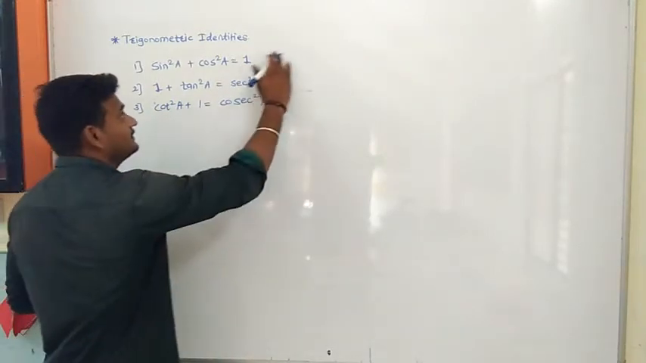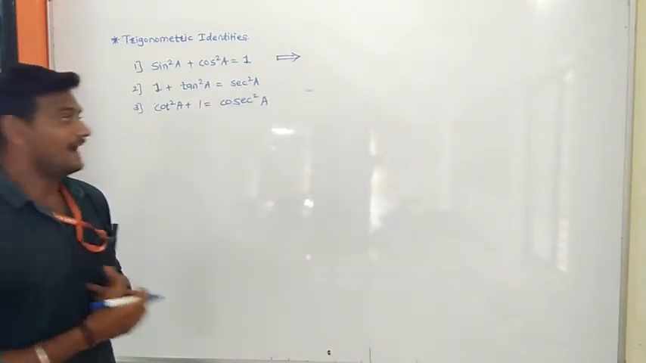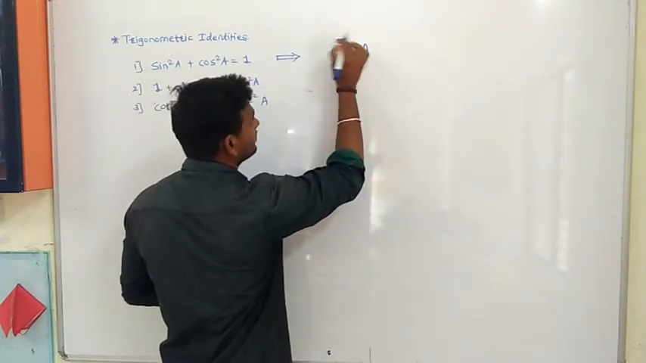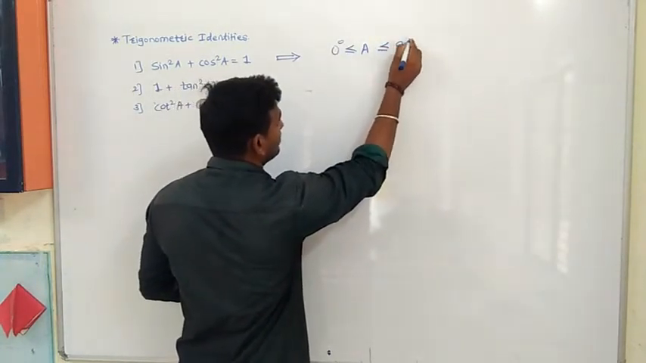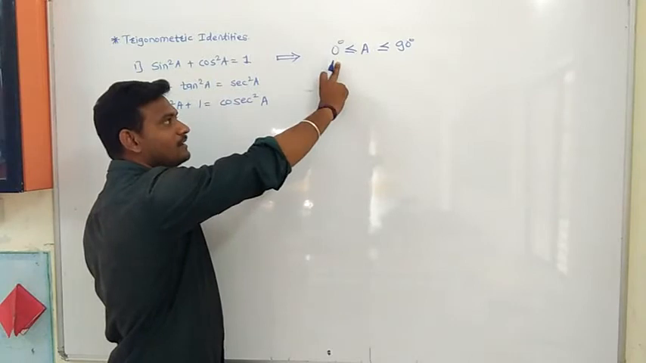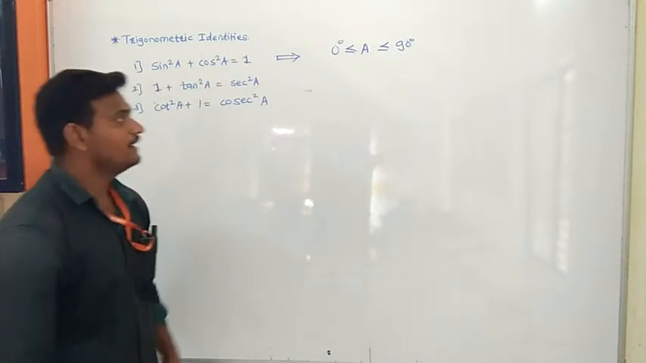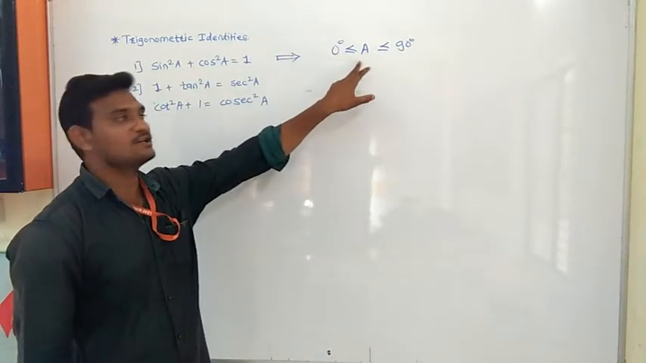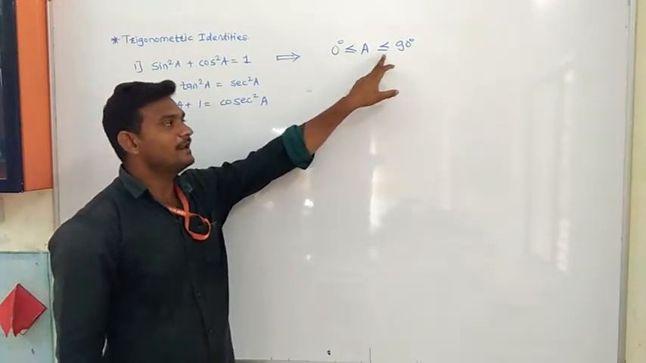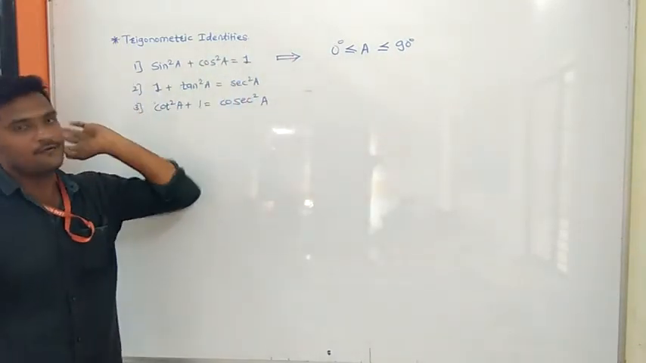Now see here, this first trigonometric identity, sin square A plus cos square A, is valid for angles where angle A lies between 0 degree and 90 degree. A should be greater than or equal to 0 degree, and A should be less than or equal to 90 degree. Then only this trigonometric identity is valid.